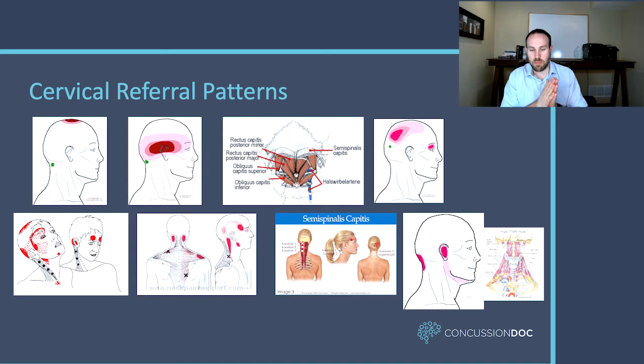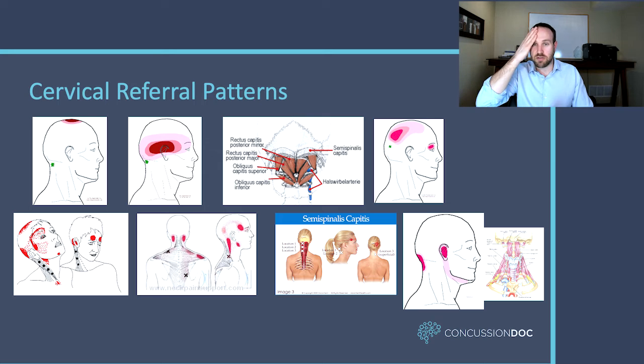I have some images up right now on my screen that I will probably put up on the YouTube channel that talk about cervical referral patterns. Like I was saying before, all these different muscles refer pain to specific areas of the head. For example, the suboccipital muscles right here, the small group of muscles right at the back of your neck, at the base of your skull, can refer pain into your eyeball, into your forehead, to the side of your head, even sometimes up over the top of the head like this.